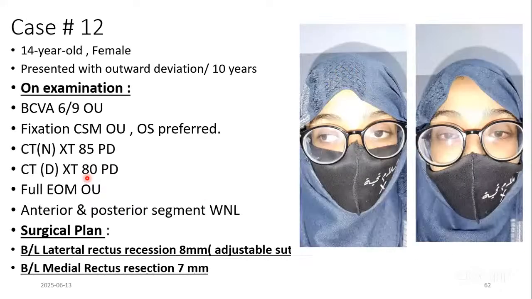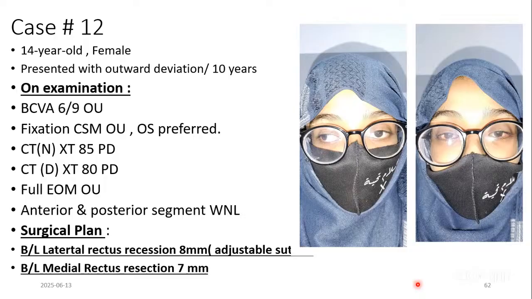Okay. Last case, I think: a 14-year-old female with a very large exotropia, 85 at near, 80 at distance, with full extraocular motility. In such a patient with a very large angle, usually we do 4 muscle surgery. So I did bilateral lateral rectus recession and bilateral medial rectus resection to treat the whole angle of deviation, using adjustable suture to make sure that I get the proper alignment after the surgery.